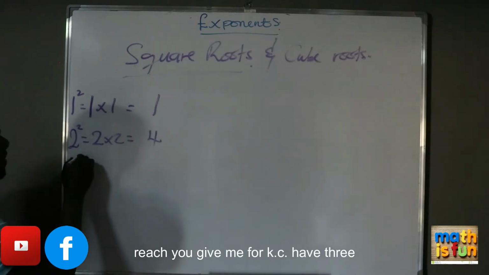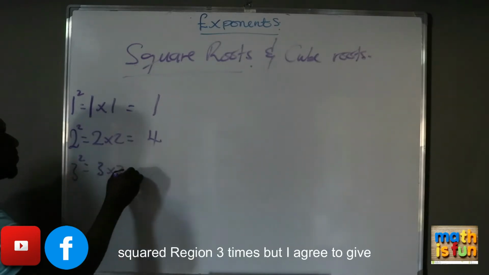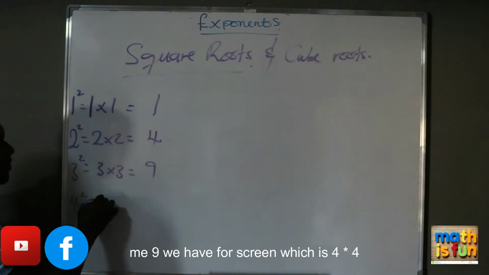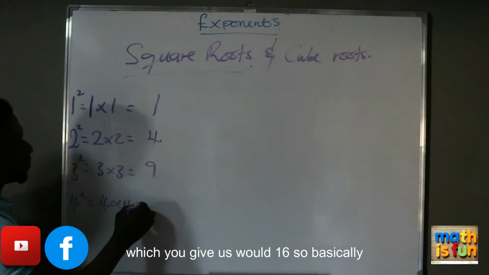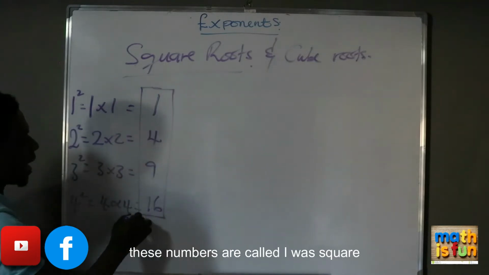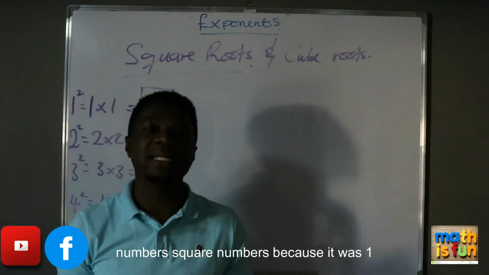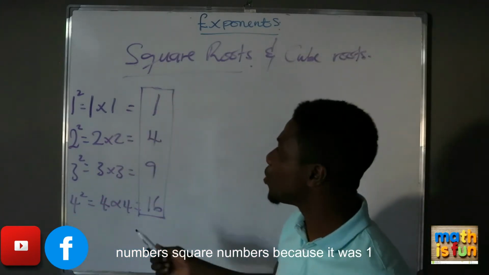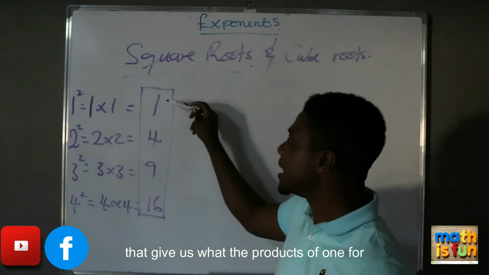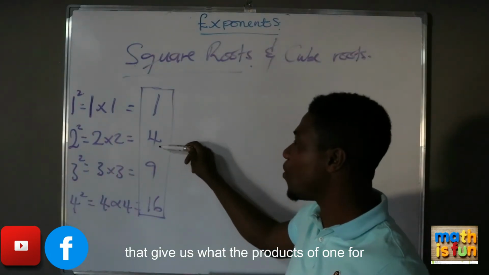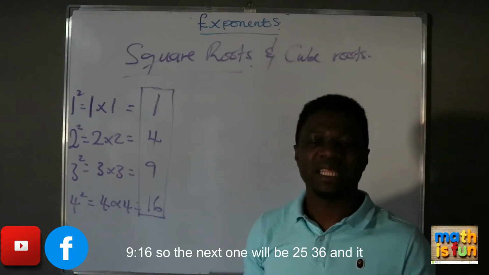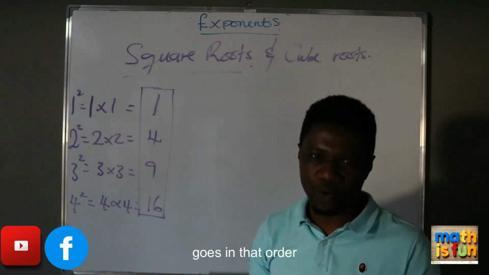Okay. We have 3 squared, which is 3 times 3, which will give me 9. We have 4 squared, which is 4 times 4, which will give us what? 16. So basically these numbers are called our square numbers, because it was 1 squared, 2 squared, 3 squared, 4 squared. That gave us what? The products 1, 4, 9, 16. So the next one will be 25, 36, and it goes in that order.